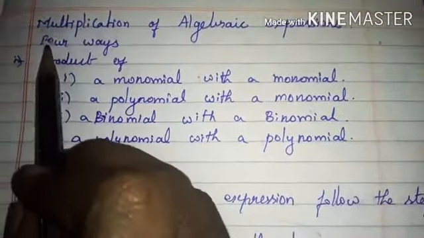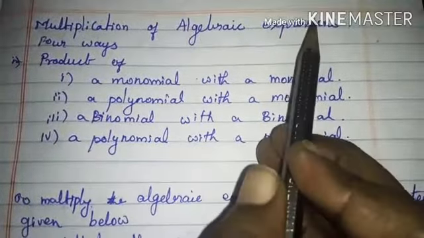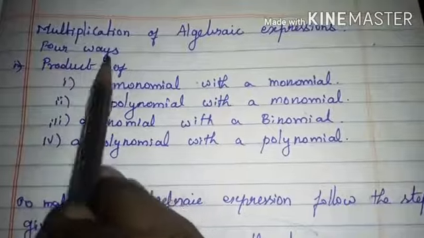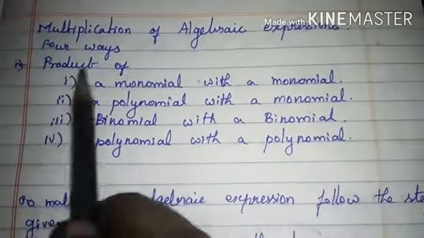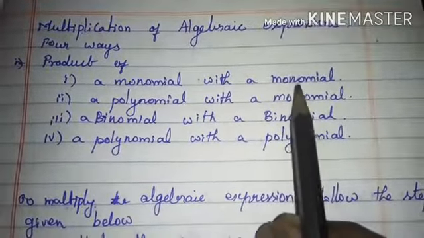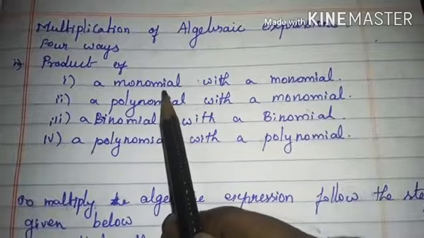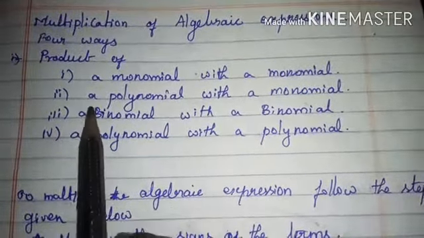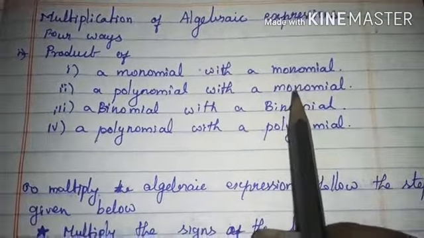Now see how to multiply algebraic expressions. To multiply algebraic expressions, we have 4 ways. The first one is the product of a monomial with a monomial. A monomial is an algebraic expression with one term. The second one is a polynomial with a monomial.